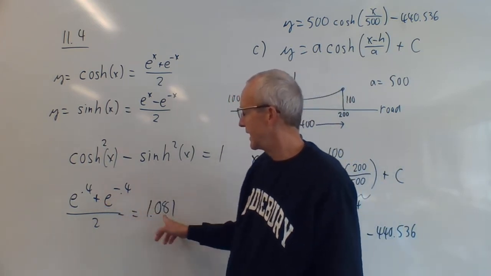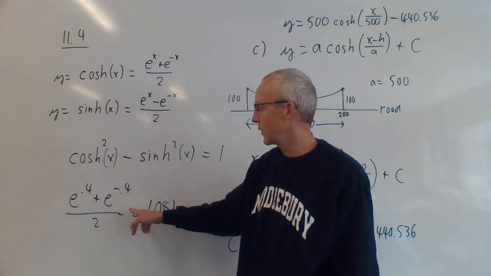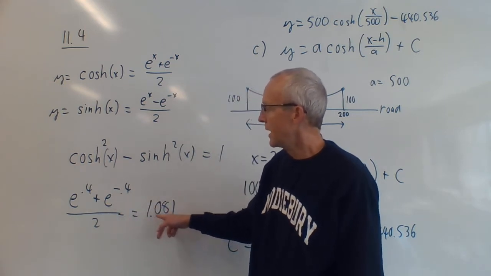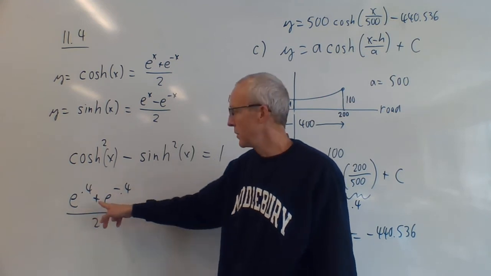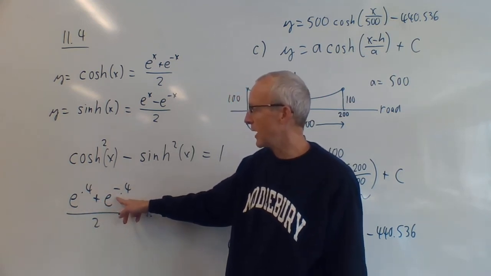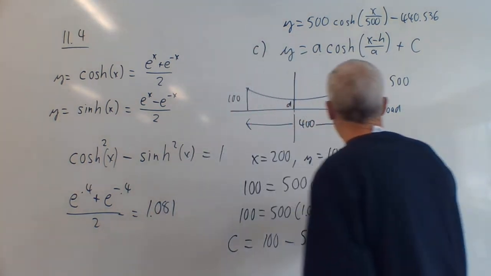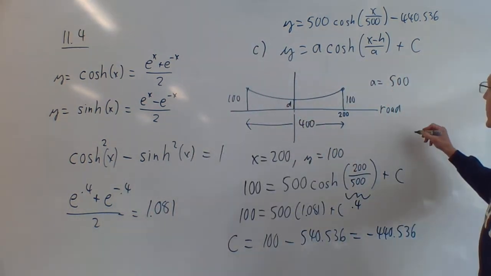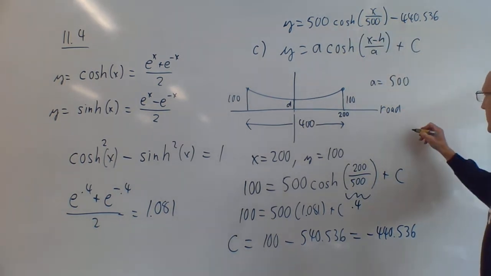This is a plus. This is right because I did it earlier, but e to the 0.4 plus e to the negative 0.4 is 1.081. So cosh of 0 is e to the 0, which is 1, plus e to the 0, which is 1. That's 2 divided by 2, which is 1. That's what I'm trying to say. When x equals 0, cosh is 1.